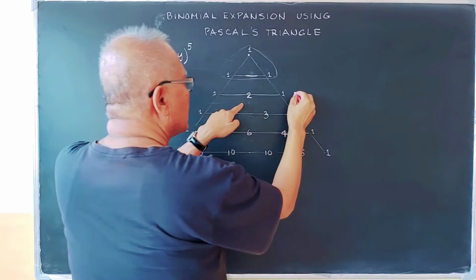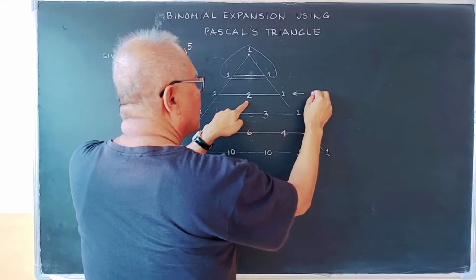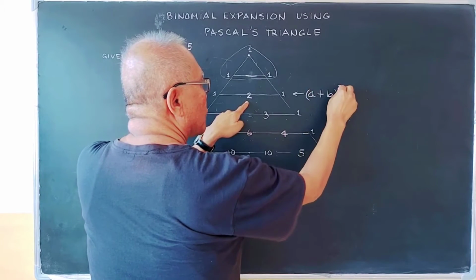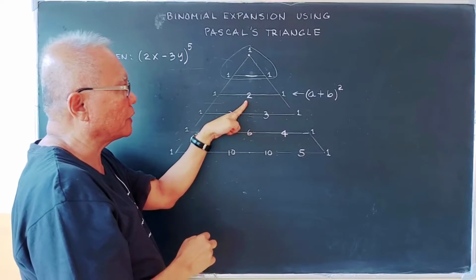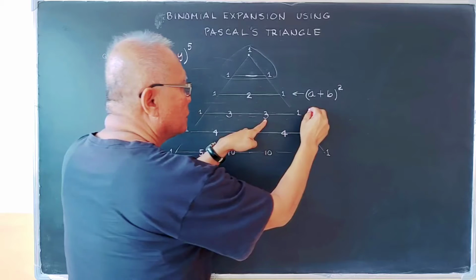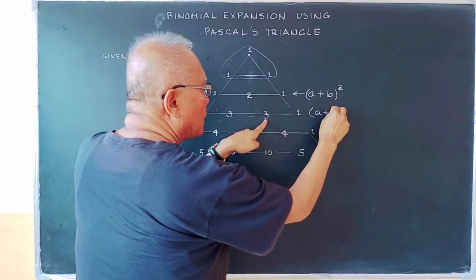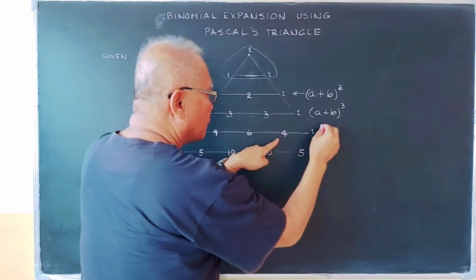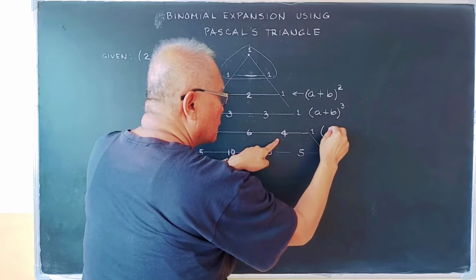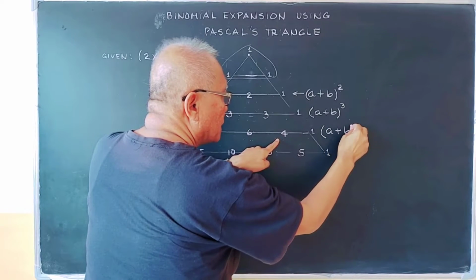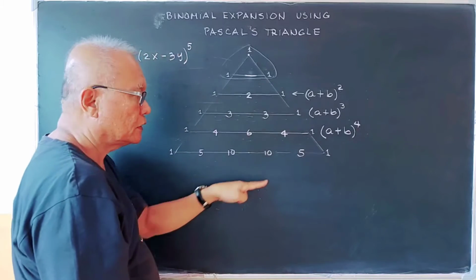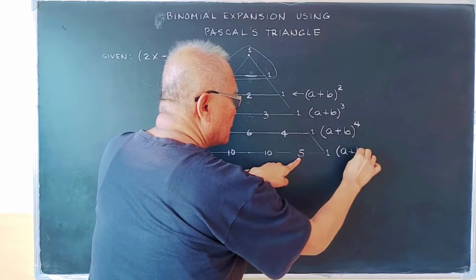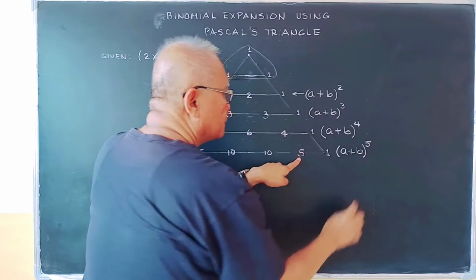So this one is a plus b squared, the square of a binomial. The third one will be a plus b to the third. This one is for the 4, because it's 3, 4. So it's a plus b to the fourth. This one is 5: a plus b to the fifth.